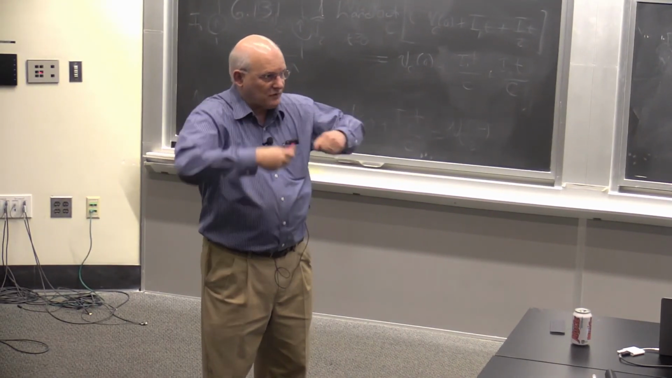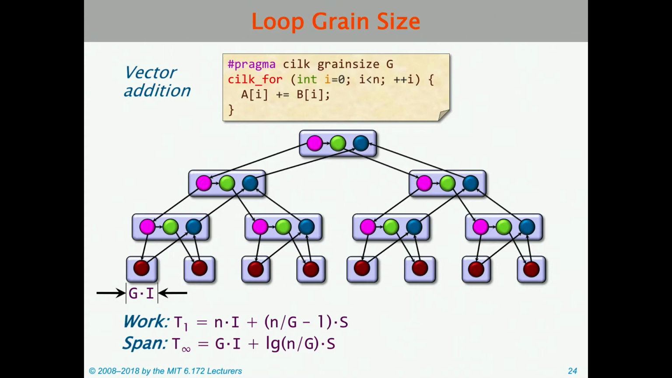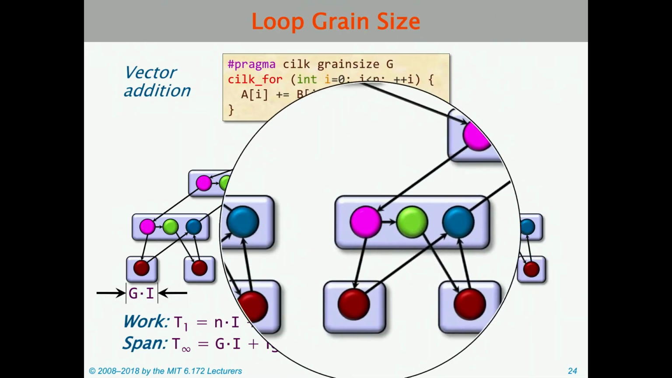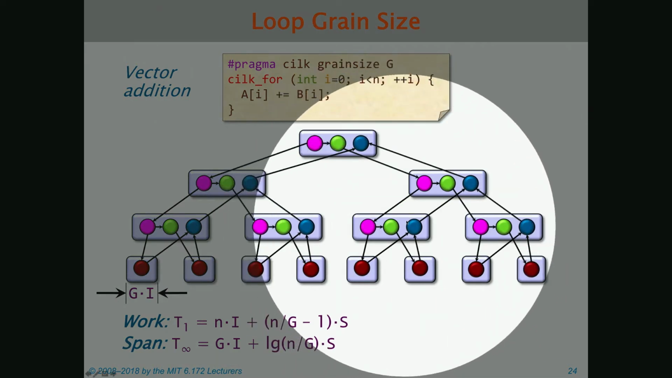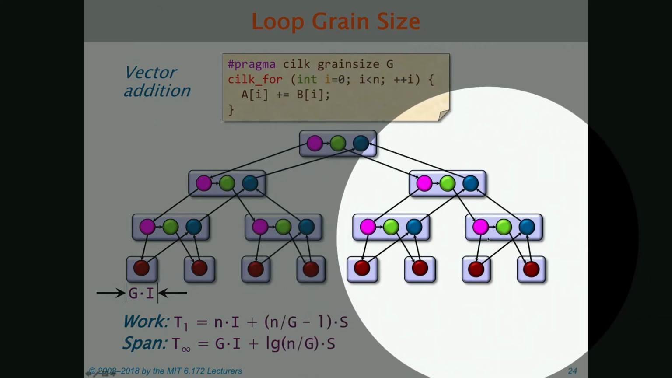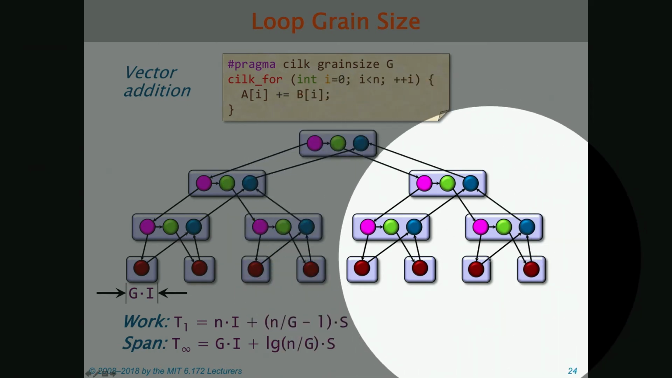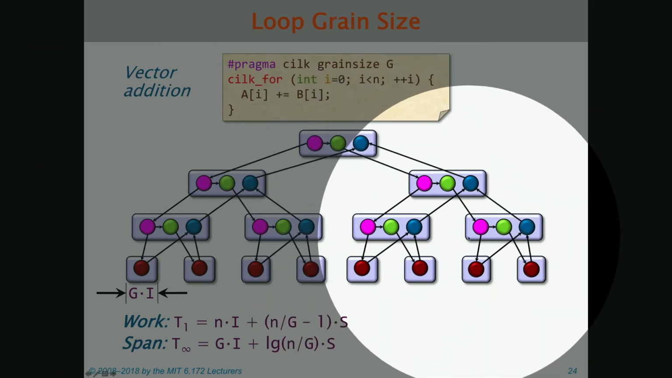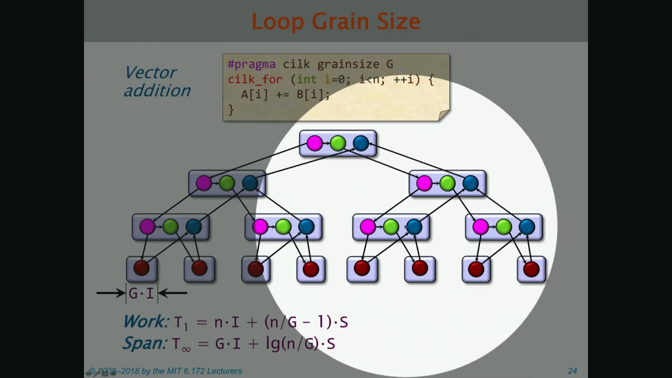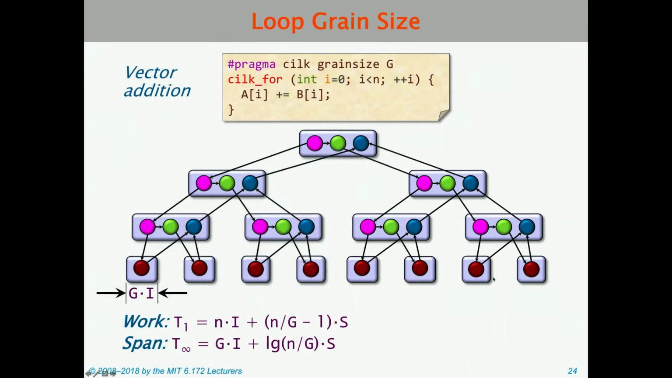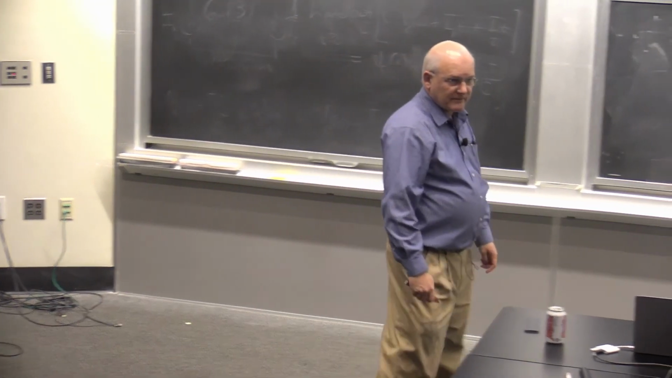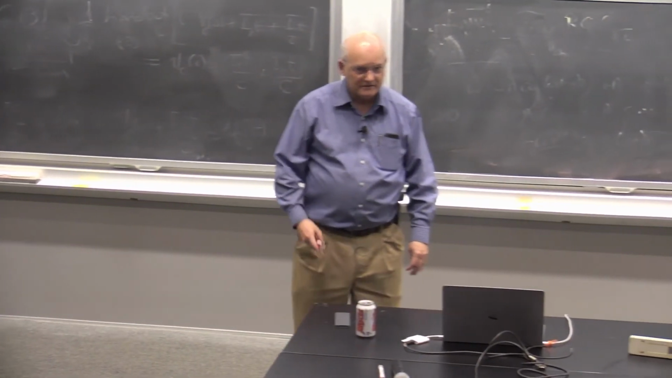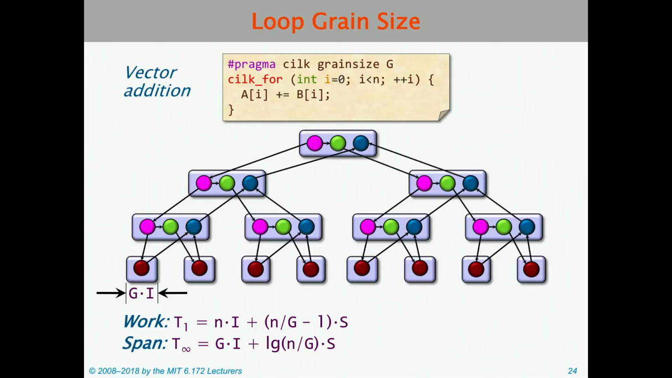So I don't have a situation where, if I had one subtree here dependent on another subtree, then indeed the span would grow. But the whole point is to make these two things independent so I can run them at the same time. So there's no dependency there. Okay, we good? So here I have the work and the span.